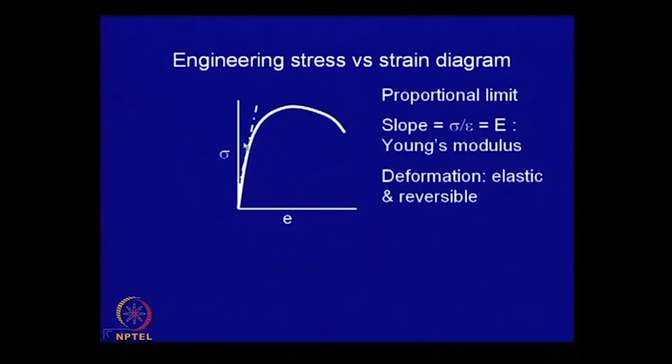And we also get a stress here, there is a point from where it starts deviating from linearity. We call this proportional limit. This also one can say is a measure of yield point.